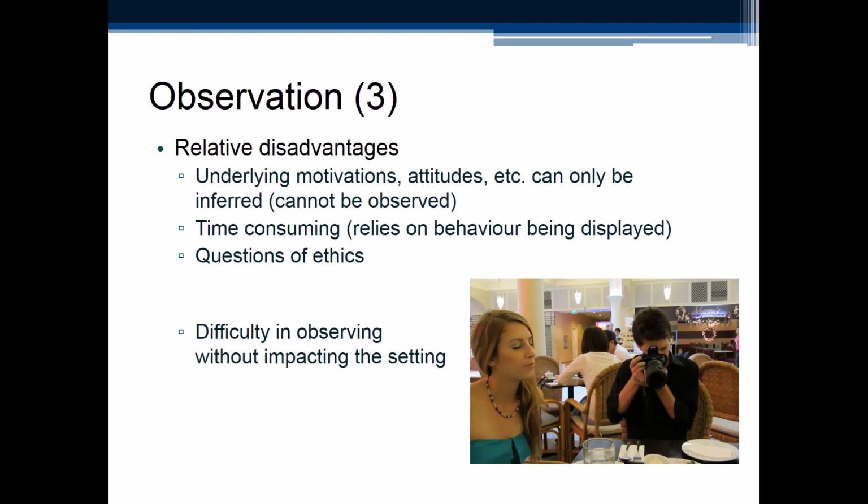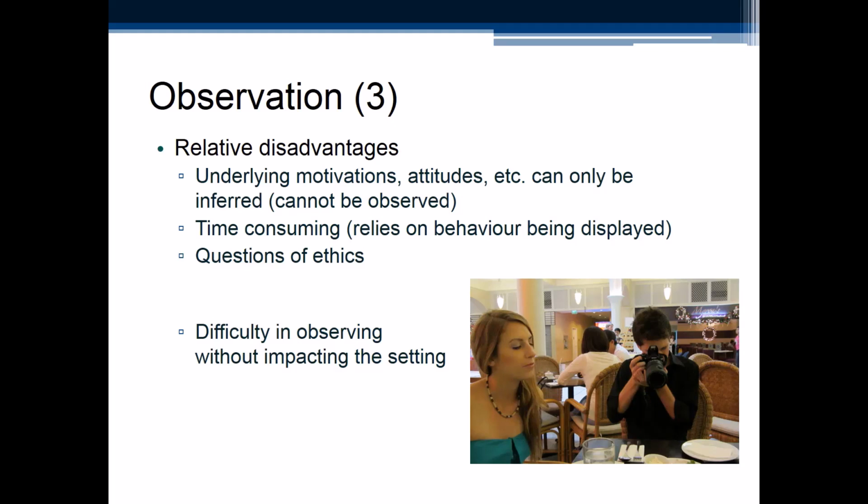There are also these questions of ethics. If we're observing people in naturalistic settings and we want people to behave in a natural way, then perhaps we don't always want to make it obvious that we're sitting there observing what they do. So that raises questions of ethics, and we'll go into that a little bit later in the lecture, about when we should observe people and when we shouldn't observe people.